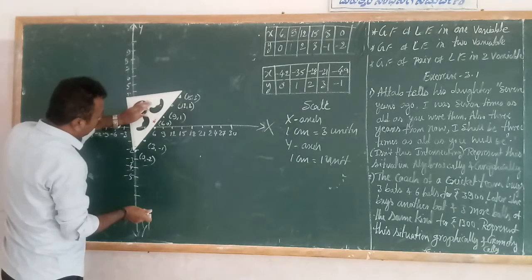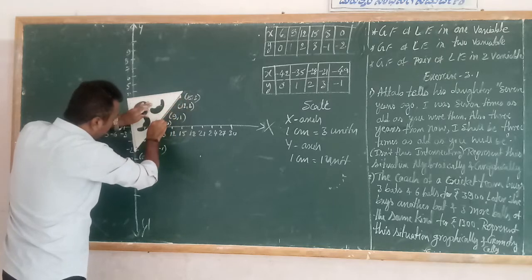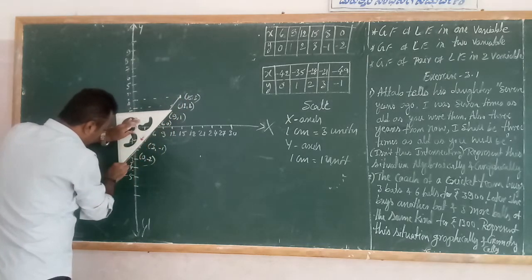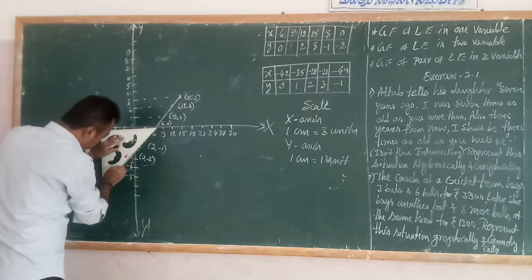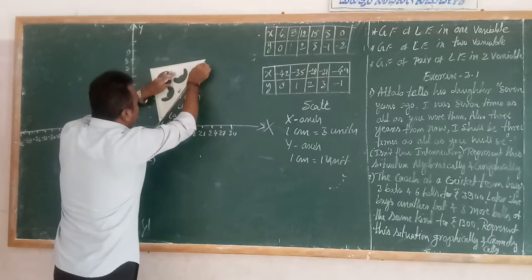Next we have to take the scale and join these points. It becomes a straight line. Okay, you have to continue this line.